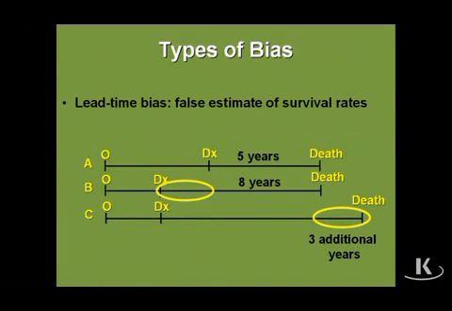What's the solution to lead time bias? This is fairly straightforward. Never use the metric of how long the patient lives after diagnosis. Stop it. It's fraught with confusion. Toss it aside, never use it again. What should you use instead?